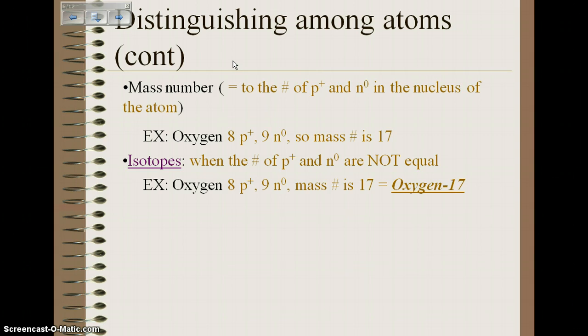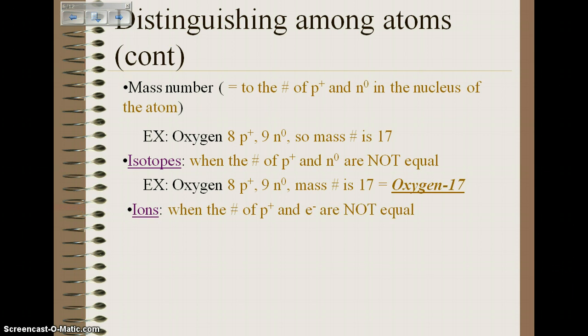Why is it an isotope? Because the number of protons does not equal the number of neutrons. To distinguish an isotope, oftentimes, as shown here, we use the name of the element with the mass number shown afterwards. So oxygen 17 is an isotope of oxygen.